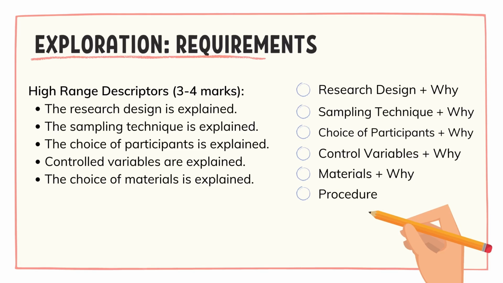And there are 4 main things that you need to include in your exploration. First, the research design. Second, the sampling technique. Third, the choice of participants. Fourth, controlled variables, and finally, your choice of materials. And the most important part is not just identifying what your research design is or what your sampling technique is, but briefly describing how it was used in your IA, and more importantly, explaining why you chose that research design or why you chose that sampling technique.